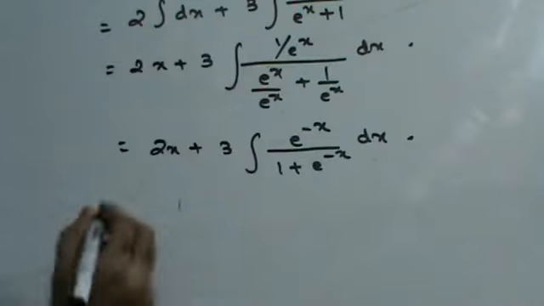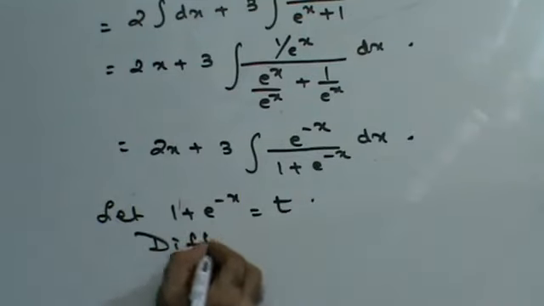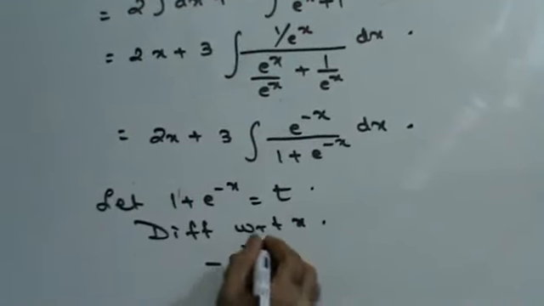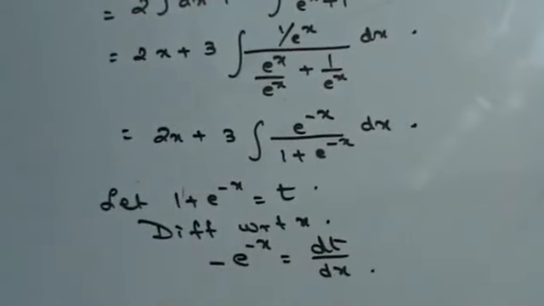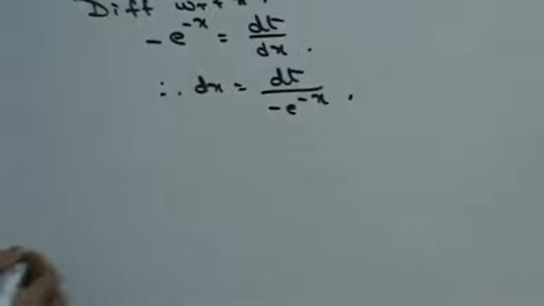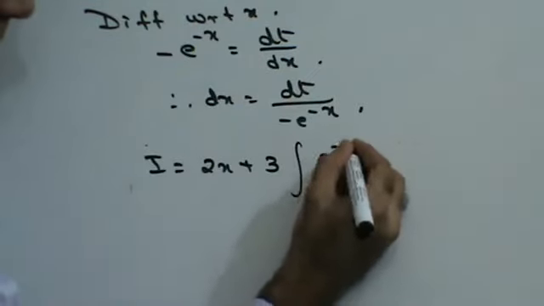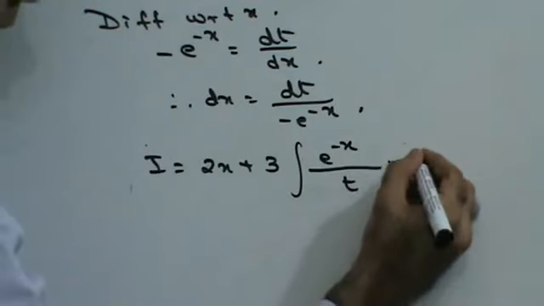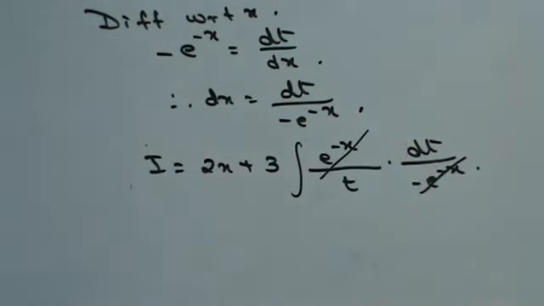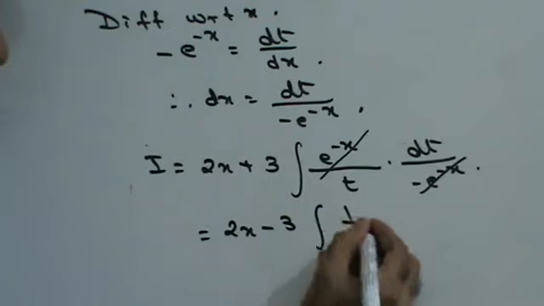This was I. Now let 1 + e^(-x) be equal to t. Differentiate with respect to x. d/dx of e^(-x) is -e^(-x), which is dt/dx. So dx is dt/(-e^(-x)). I is 2x + 3 integral of e^(-x)/t, with dx written as dt/(-e^(-x)). The e^(-x) cancels, so minus into plus gives you minus: 2x - 3 integral of 1/t dt.